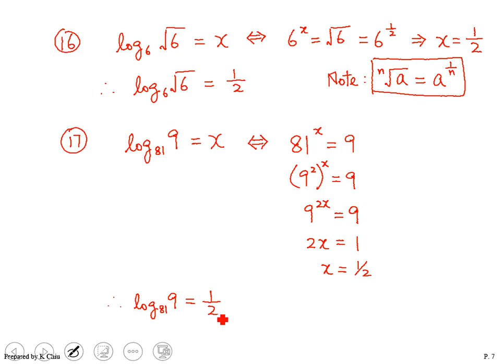Let's see another one. How about we got the log x squared with the base x? Well, what would that equal to?